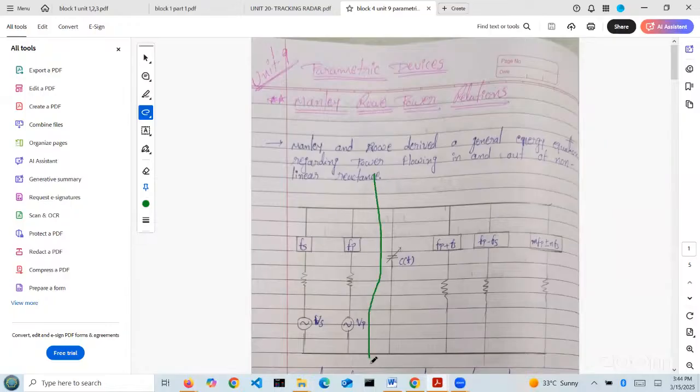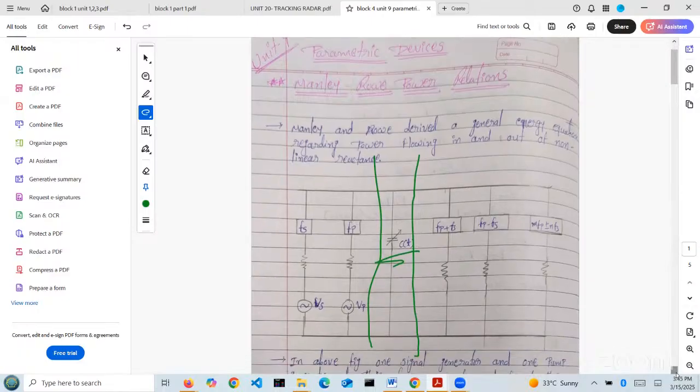This is the input part. Applying it to the non-reactive capacitor, you will get the output part. The main function is here, CT. After writing this, two signal voltages are taken. One signal voltage is Vs, another signal voltage is Vp, and the sum of the two signals is done.